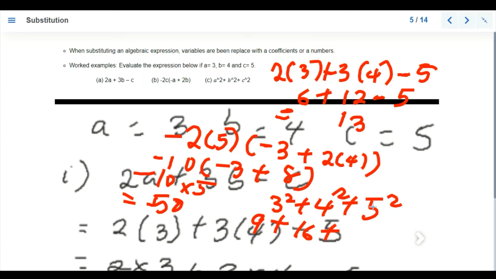And 5 square is what? 5 times 5, which is 25. Now, 9 plus 16 is 25. 25 plus 25 will give us 50. And that is the answer to this problem that we have.